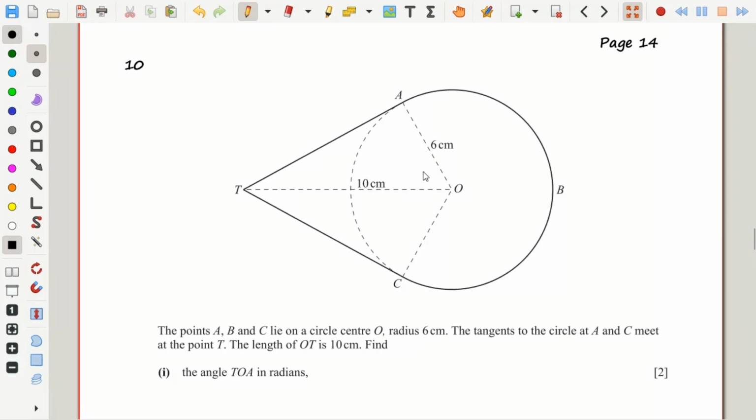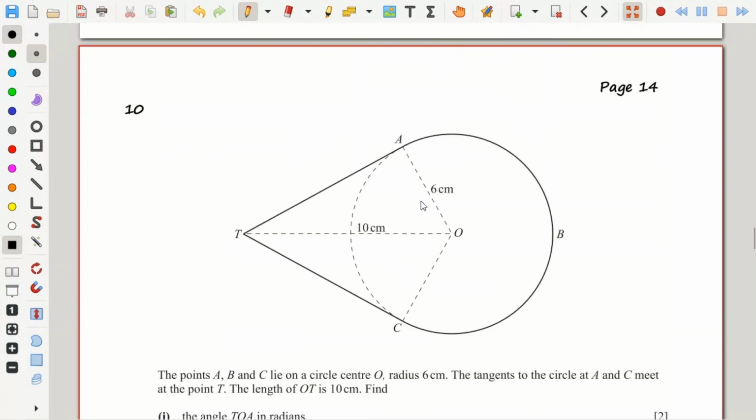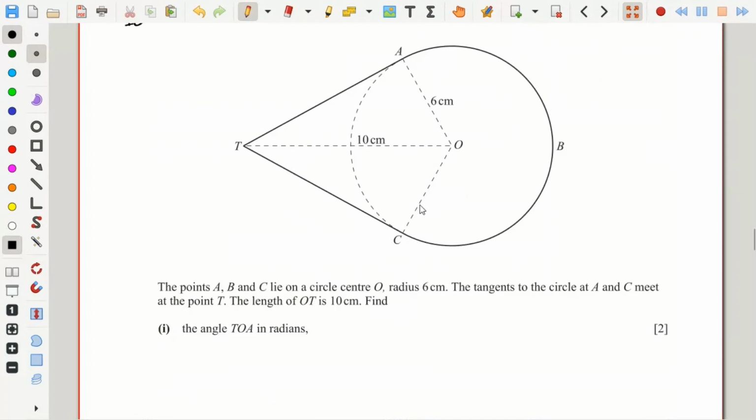Today I'm going to look at moderate questions. Fast forward, let's start with this question. This is 2016 winter variant 23, question number 8, but on my worksheet it is question 10. So let's look at this question.